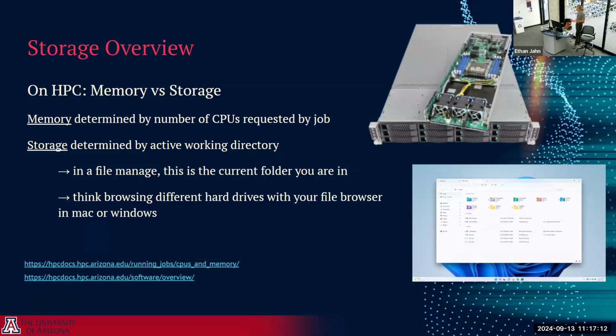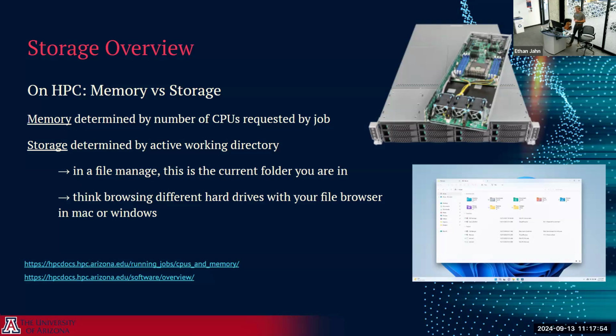When you're running a job on the HPC, memory is determined by the number of CPUs that you've requested for that job. On Puma, for example, you have 5 gigabytes of memory available per CPU. We'll get into more detail on this next week when we talk about running jobs, so don't worry if it doesn't fully make sense yet. But the memory is determined by the number of CPUs. One CPU gives you 5 gigabytes of memory, 2 CPUs gives you 10 gigabytes of memory on a particular job. That's how that works.